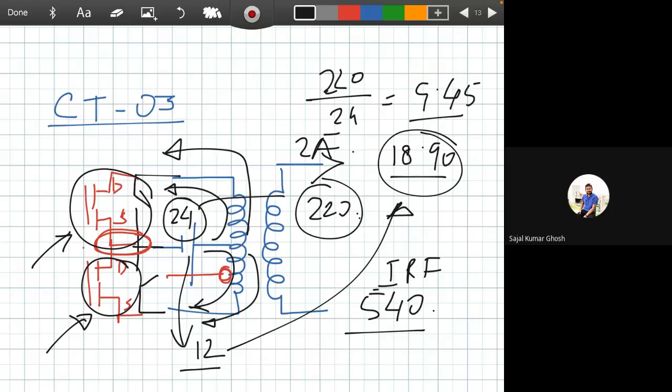Sir, here it is 9.45, if I take 10 here, is there any problem? No, it's not a big problem, but you have to use it in the equation and use that value 9.45 like this one.